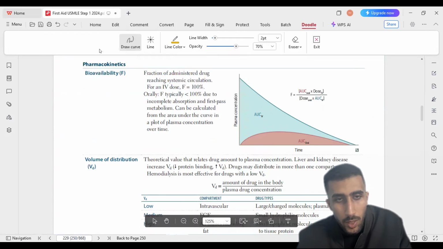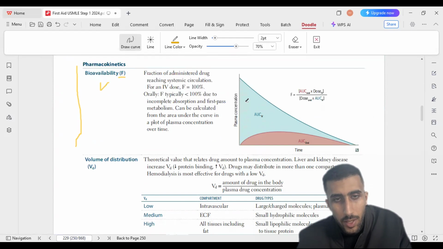So pharmacokinetics, our next topic, is pharmacokinetics. So, a lot of terms. First is bioavailability. The abbreviation for it is F. It is the fraction of the administered drug reaching the systemic circulation, and consequently, for an IV dose it is logically 100%.